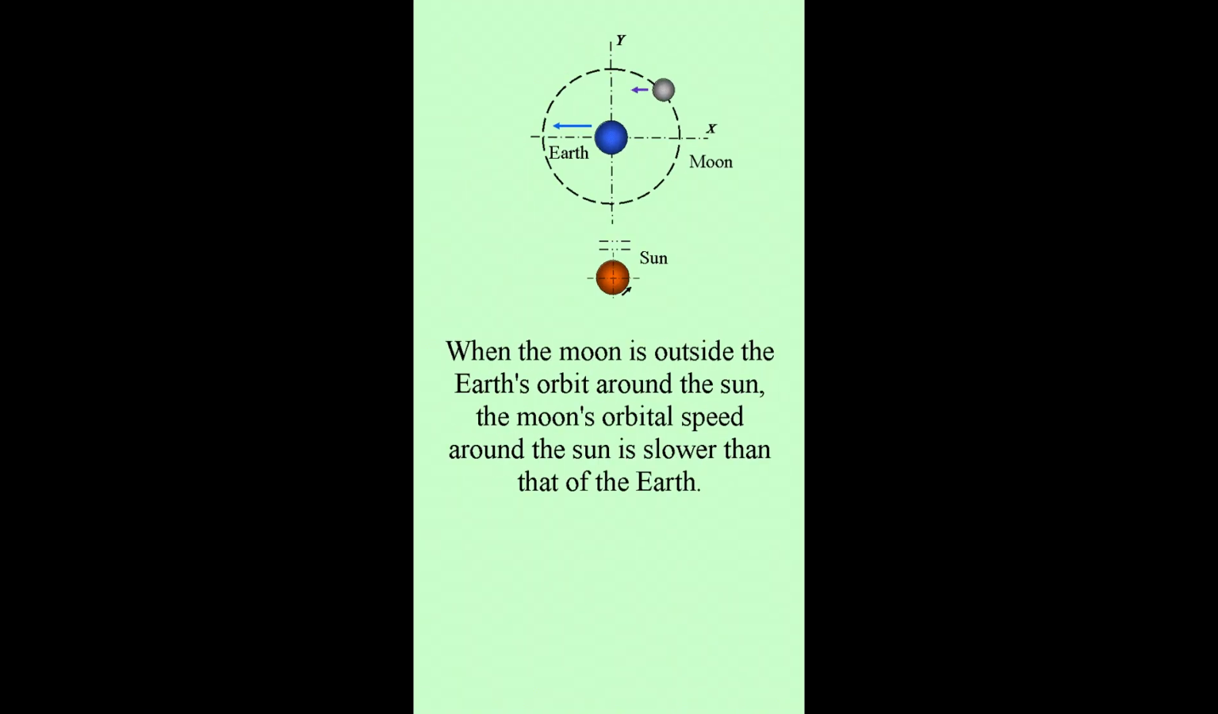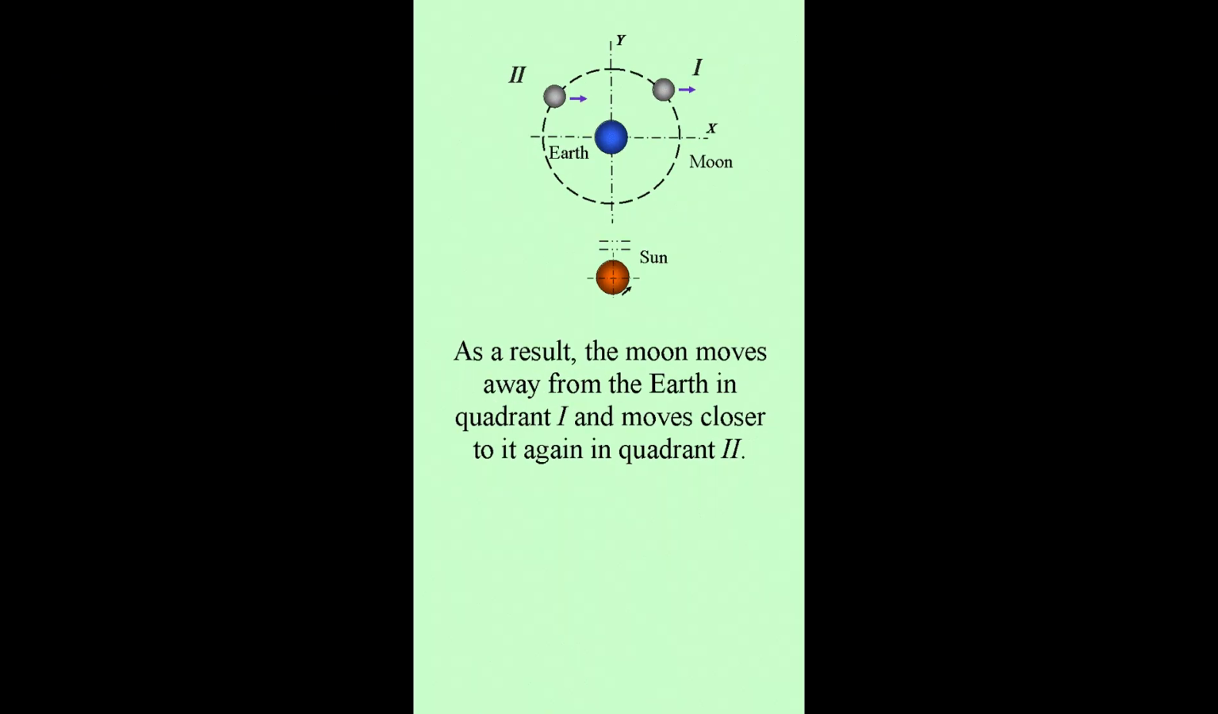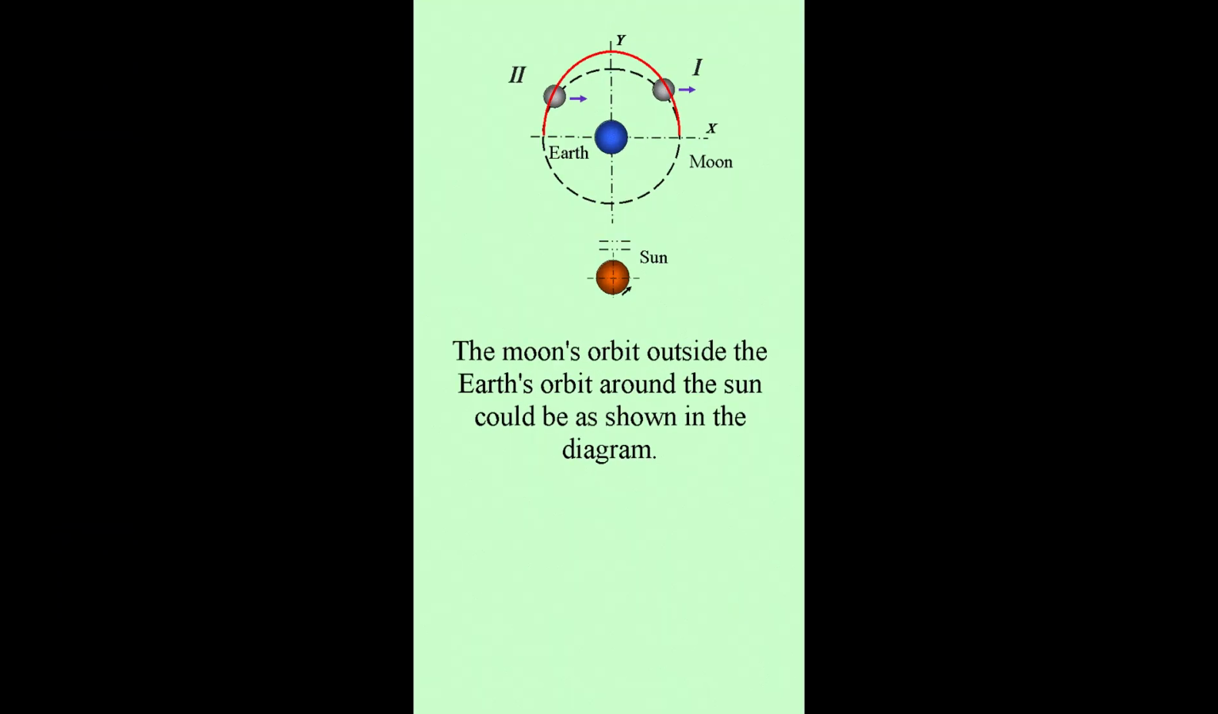When the Moon is outside the Earth's orbit around the Sun, the Moon's orbital speed around the Sun is slower than that of the Earth. As a result, the Moon moves away from the Earth in quadrant 1 and moves closer to it again in quadrant 2. The Moon's orbit outside the Earth's orbit around the Sun could be as shown in the diagram.